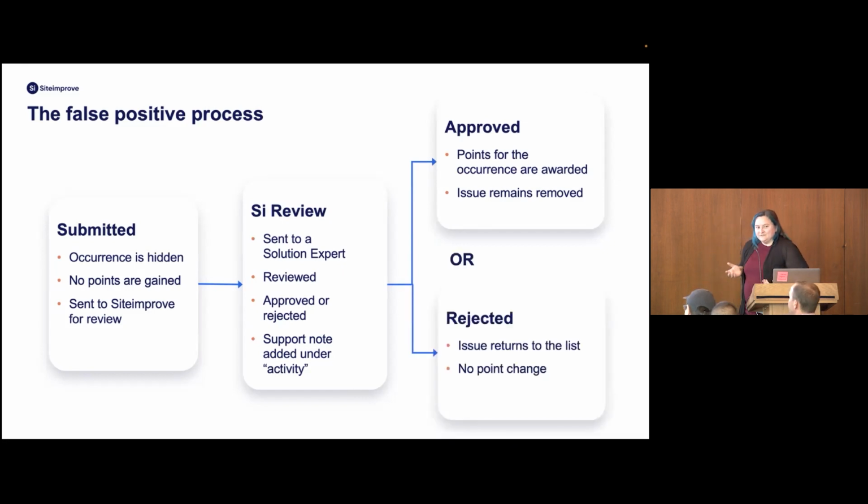Or we reject it, if we disagree with you, if there's some aspect of this testing that you missed, that we don't agree with, if the check is doing what it's supposed to do, you just don't agree with it. I get those a lot. That occurrence of that issue returns to your list, and no points are changed at all at that point. So that's kind of the user flow for this.